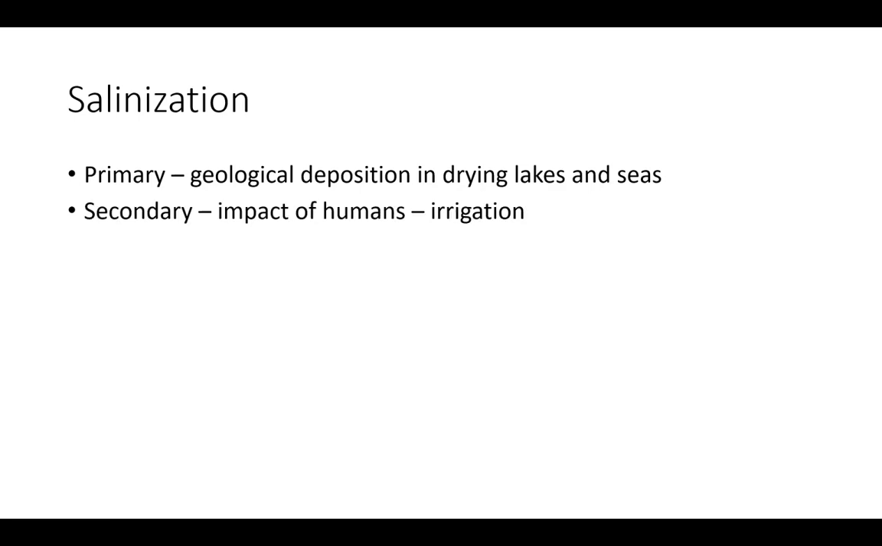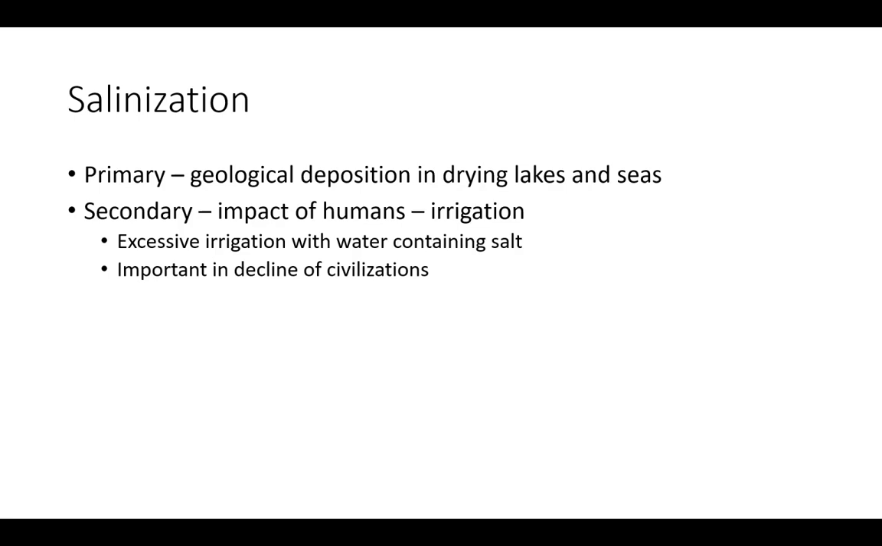Secondary salinization comes from the impact of humans. We have to grow plants. As we grow plants, we often use irrigation water. If the irrigation water has too much salt in it, as we add the irrigation water to the soil, the water will be picked up by the plant or it will evaporate off. We've got to add more irrigation water, which means more salt. After a certain period of time, we end up with too much salt in the area.